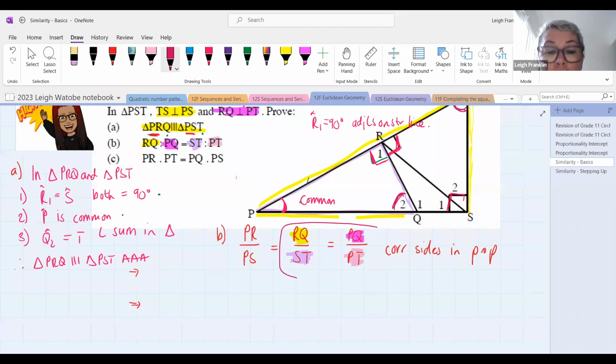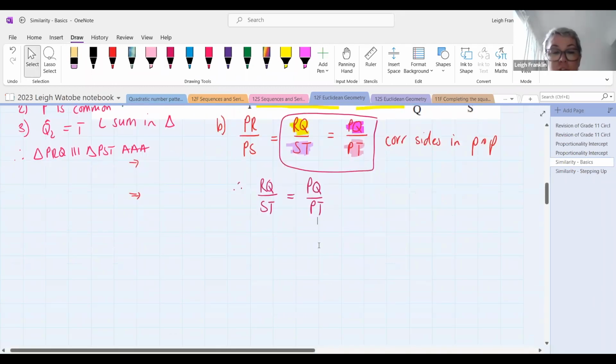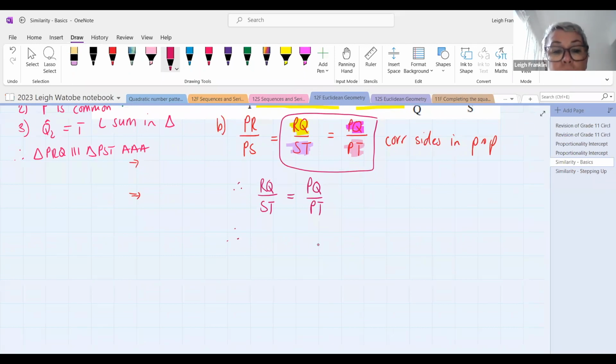Here is your proportion. Okay, so what this means is that RQ over ST is the same as PQ over PT. What they are doing here is comparing the numerators with one another and the denominators with one another. So we are allowed to do that. We are allowed to say, well, therefore, the ratio of the numerators, RQ is to PQ, is the same as the ratio of the denominators.